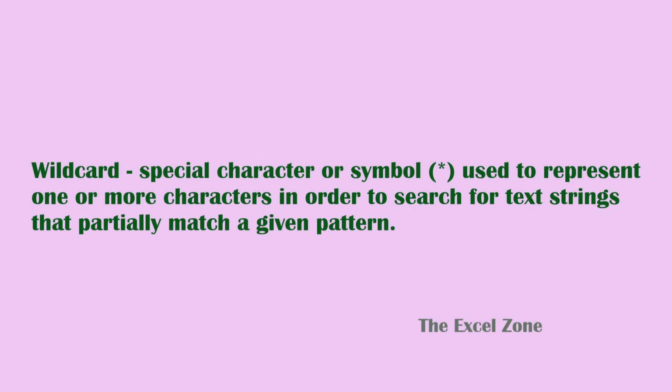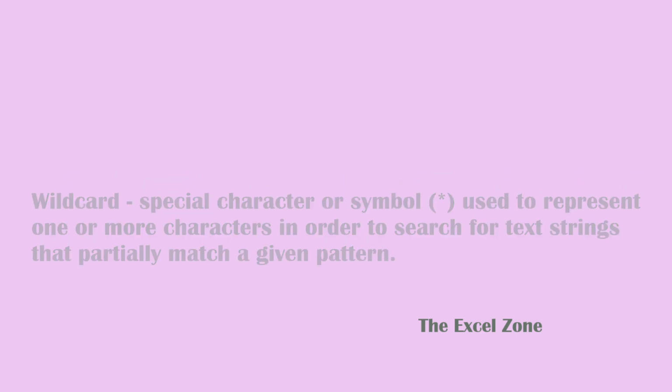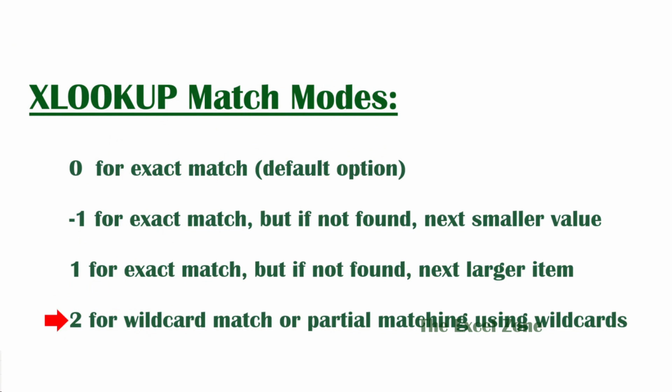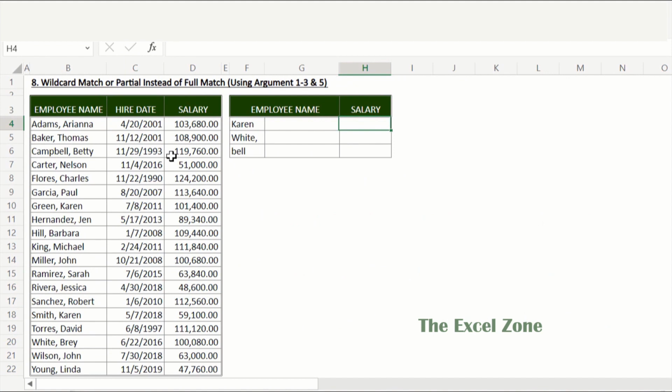This makes it easier to find data that may have slight variations. With XLOOKUP, you just need to specify in the fifth argument that you're using wildcard characters. If you don't specify this, XLOOKUP will give you an error. Just a quick review of the options for argument 5. We will indicate 2 if we use wildcard. For this task, let us use the same dataset, and we will extract the salary of these employees here, but assuming that we don't know their full names. So we need to use a wildcard in argument 5 to represent the missing characters.